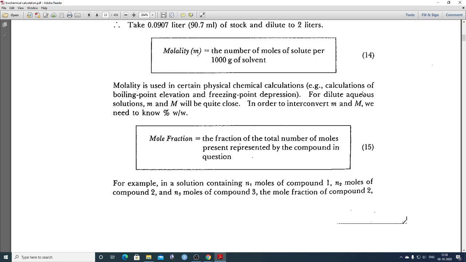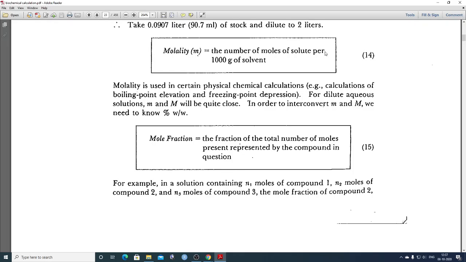So here molality, small m, is equal to the number of moles of solute per 1000 gram of solvent. So how many moles of solute are there in 1000 gram of solvent? That is the molality of that compound, right? Molality is used in the physical chemical calculation of boiling point elevation and freezing point depression.